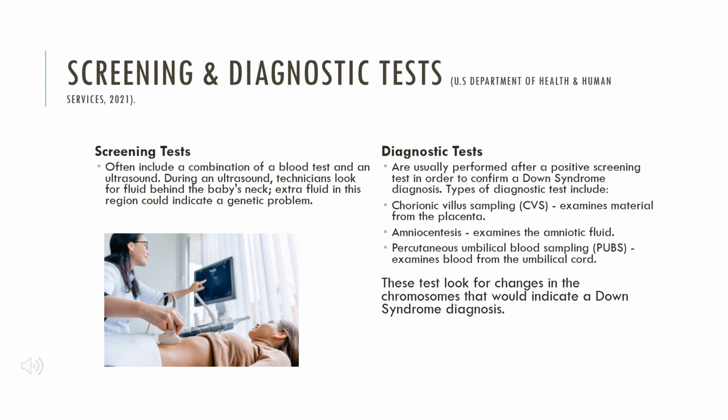Types of diagnostic tests include chorionic villus sampling, CVS, which examines material from the placenta. Amniocentesis examines the amniotic fluid. Percutaneous umbilical blood sampling, also known as PUBS, examines blood from the umbilical cord. These tests look for changes in the chromosomes that would indicate a Down syndrome diagnosis.